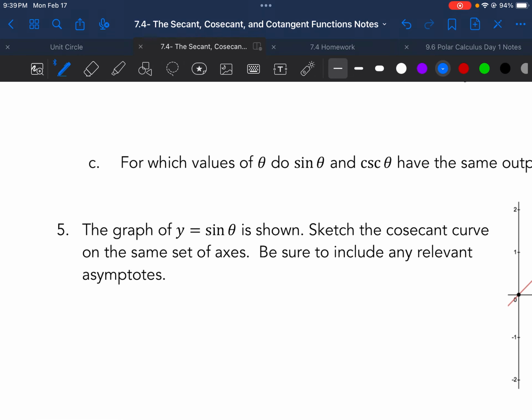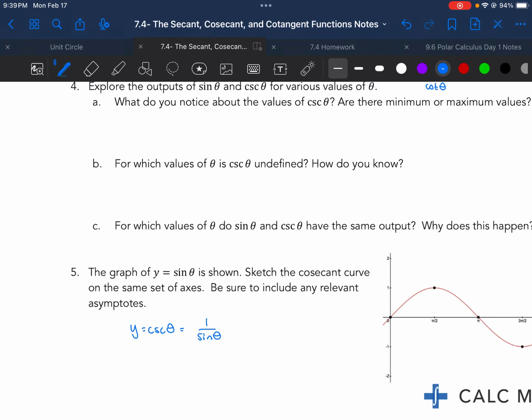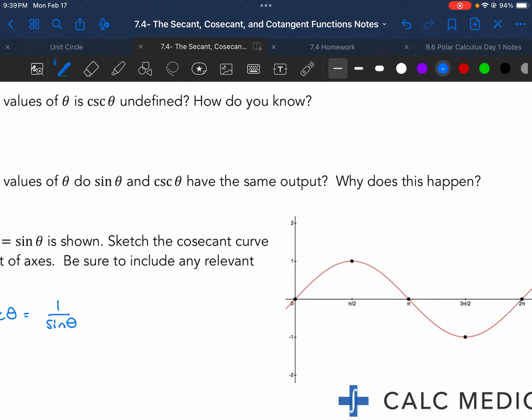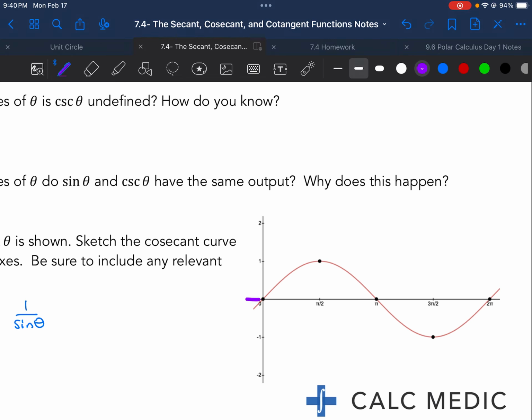We want to graph y equals cosecant of theta, which we just talked about is the same thing as 1 over the sine of theta, because sine of theta and cosecant of theta are reciprocals of each other. So here's how you can graph cosecant using its reciprocal sine. The first thing that I would do is sketch in the midline. So here in purple, we know the midline of the parent function for sine is right there at y equals 0.